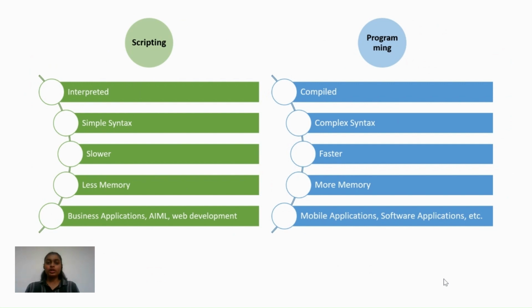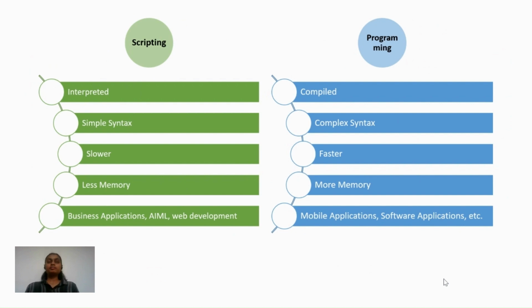So the data which is storing is very low. But in programming languages, the space which we are taking to store the data is very high because here we are converting the full block of code into machine code in one go. Scripting languages are mostly used in business applications, in artificial intelligence, machine learning, and even in web development for desktop applications also. But programming languages are used in mobile applications, whatever applications you will be using on a mobile phone, and the software applications which we will be using, all those come under programming languages.